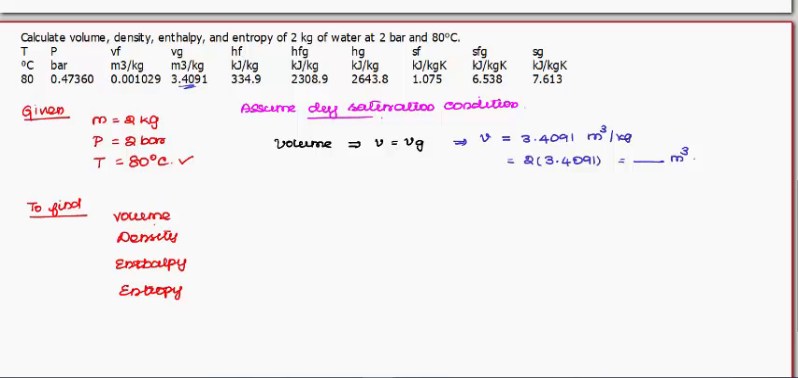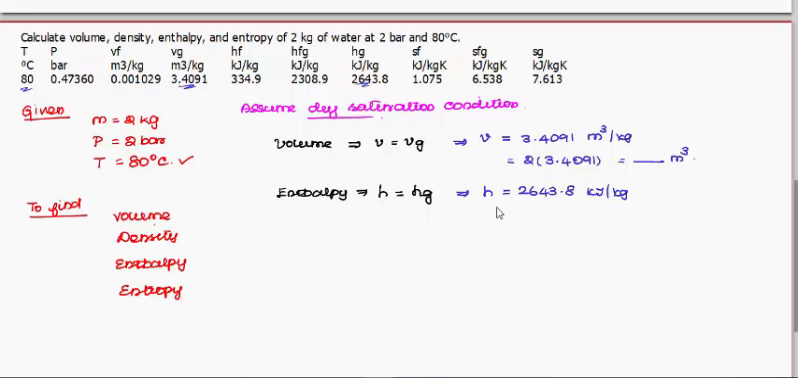Okay. Then the second question, enthalpy. For enthalpy of dry saturation condition steam, H equal to Hg. Okay, H equal to Hg. So at 80 degrees Celsius, the Hg value is 2643.8 kilojoule per kilogram. Our mass is 2 kilograms, so you should multiply it by 2. 2 into 2643.8. How much amount of kilojoule?